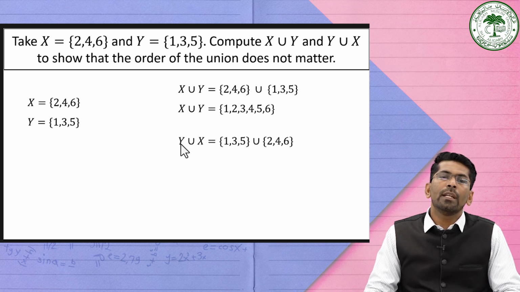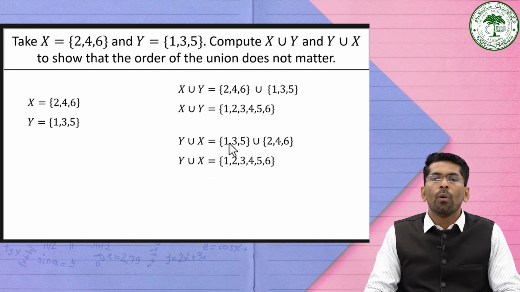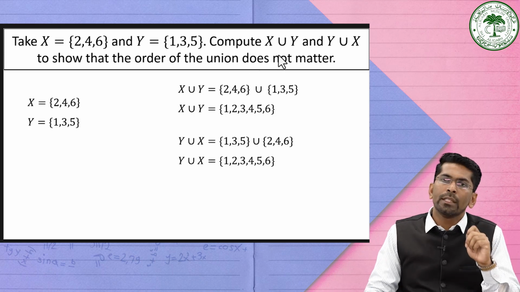Similarly, now we are going to consider y union x. What is y? It is {1, 3, 5}. Union, what is x? It is {2, 4, 6}. So if you calculate y union x, it will become {1, 2, 3, 4, 5, 6}. See here, x union y and y union x are both equal, that is {1, 2, 3, 4, 5, 6}. So we have proved the commutative law, that x union y is equal to y union x, which shows that the order of union does not matter.